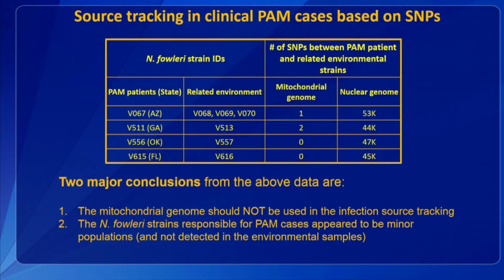So our 2 major conclusions are that we should not use the mitochondrial genome for infection source tracking. And because we never identified the actual strain that was responsible for PAM, we think the strain that is responsible for PAM is a rare or minor population, and more virulent. That's why they are causing the disease.